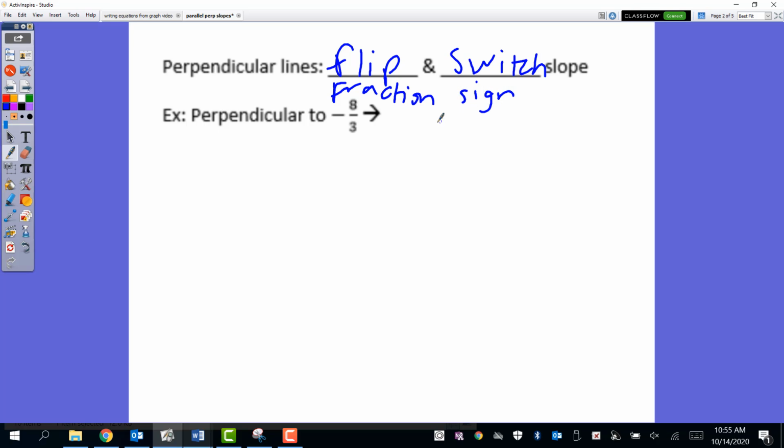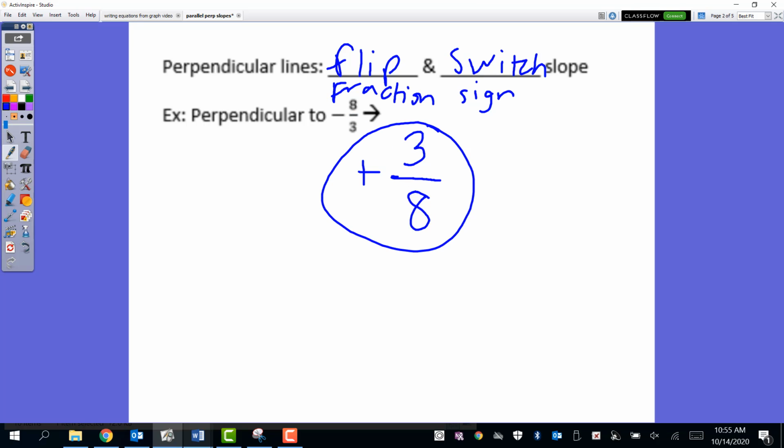So here's my fraction, -8/3. If I want perpendicular to that, I'm going to flip it. It was 8 on top, 3 on the bottom. So I'm going to flip it so that 3 is on top, 8 on the bottom. And I'm switching the sign. Before, this fraction was negative, so I'm going to switch it. So now it's +3/8. And then I would say that those two slopes are perpendicular. Okay? So that's how you can tell.